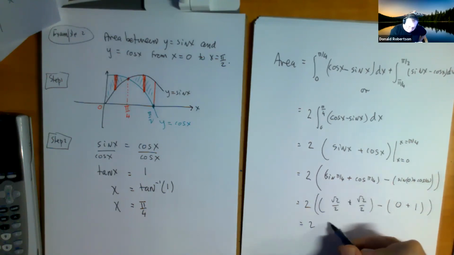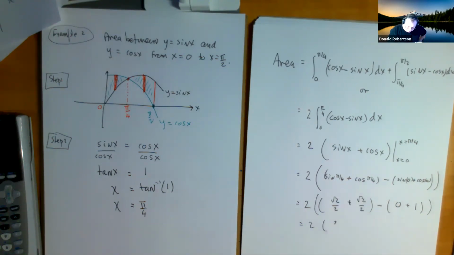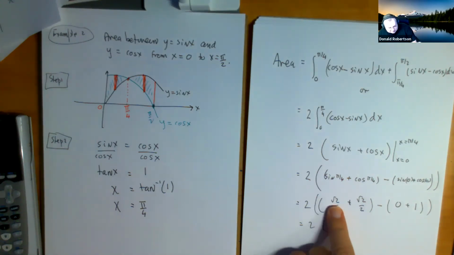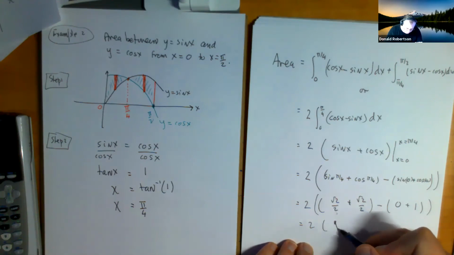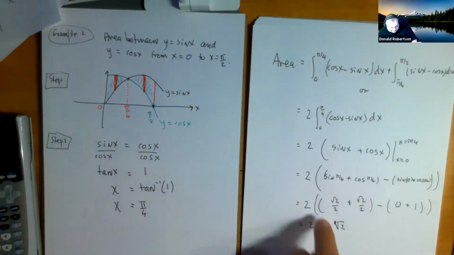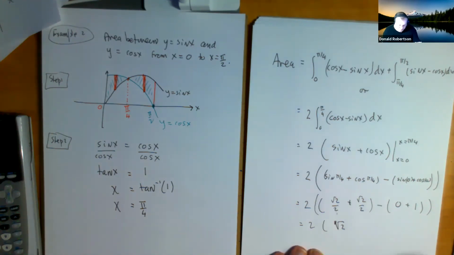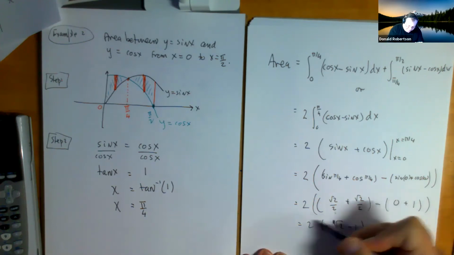So what do I now have? Isn't root 2 upon 2 another way of just saying a half root 2? So a half root 2 plus another half root 2, doesn't that just get you one root 2, a single root 2? Are you happy about those two adding up to give you that? Take away 1. And there's your answer.